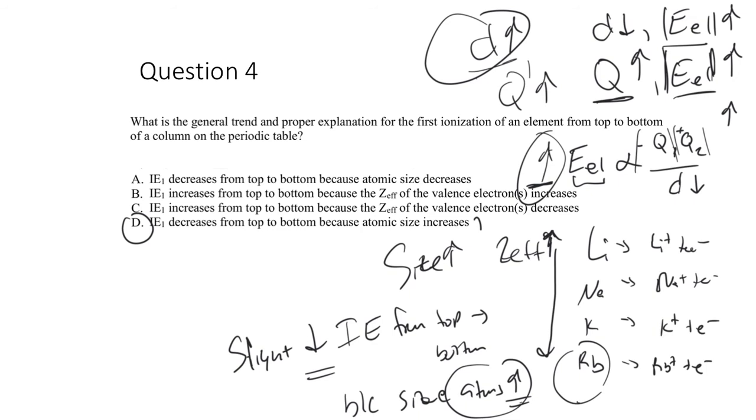So the Z effective does increase from top to bottom, which would make you think that the IE1 should increase, but this turns out not to be the trend because you have two counter-opposing trends, and usually the size trend is what wins out.